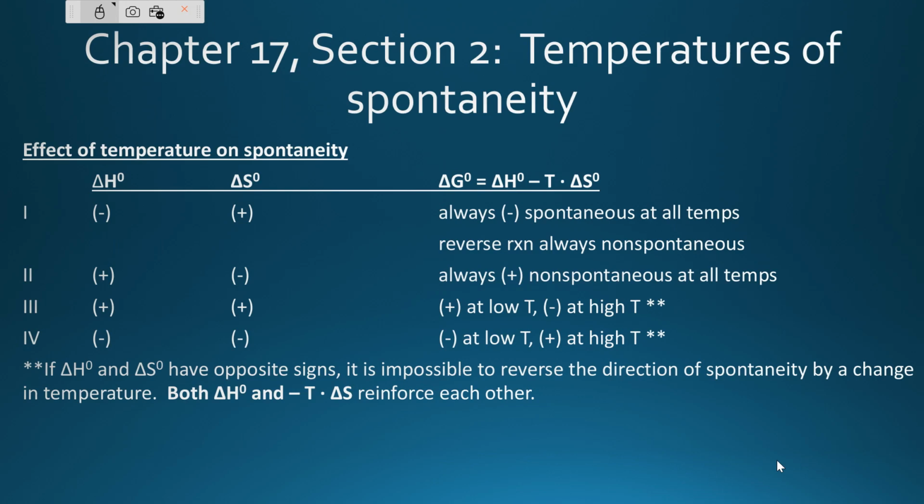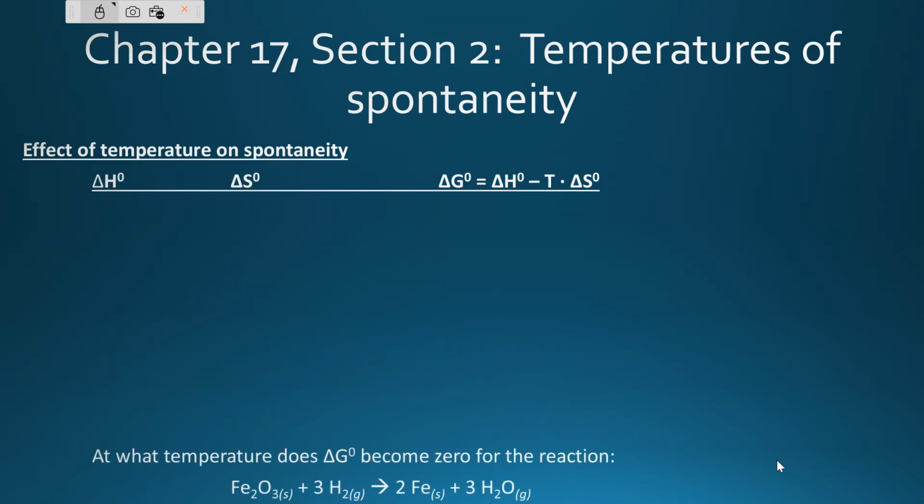Temperature at a low temperature, it's going to be positive, so that's going to be non-spontaneous. And if it's going to be a negative for both at low temperature, it's going to be the opposite. Okay, so if they have the opposite signs, it's impossible to reverse the direction of spontaneity. And both delta H and the negative T delta S reinforce one another. So we can do this taking a look at math.